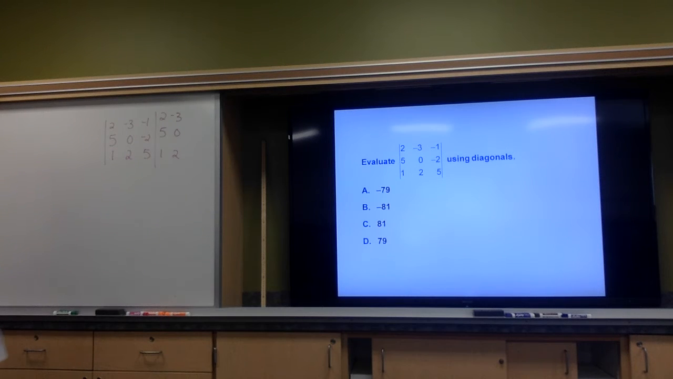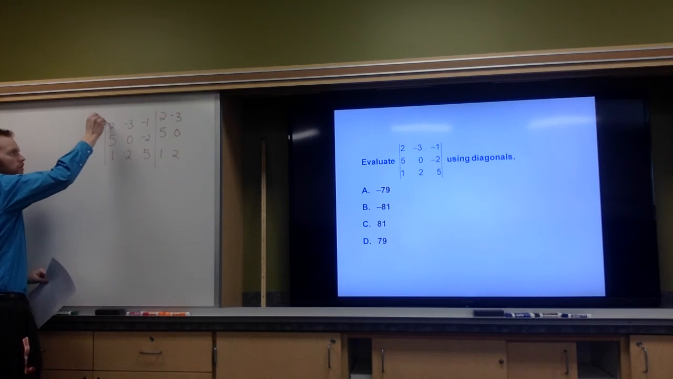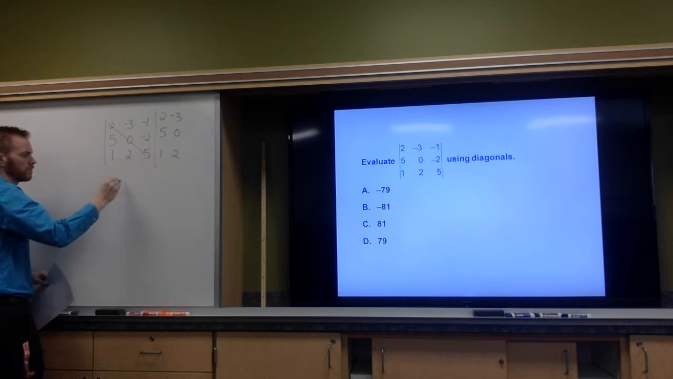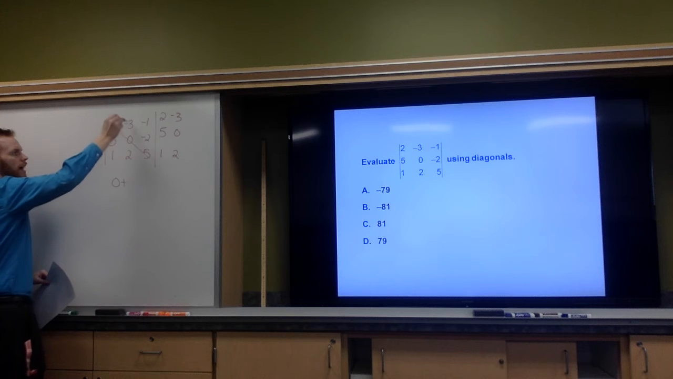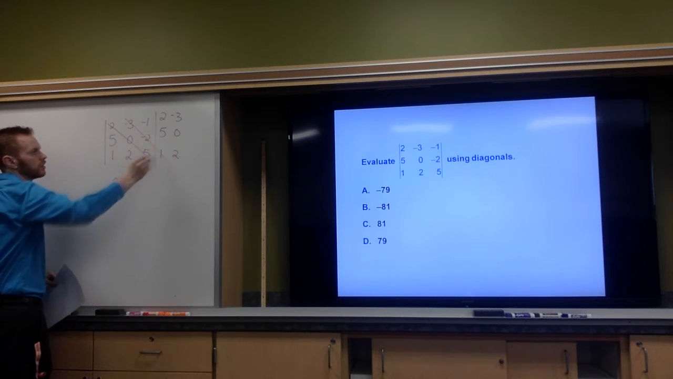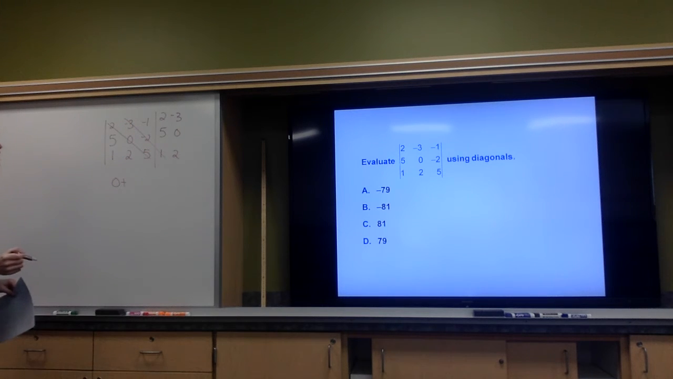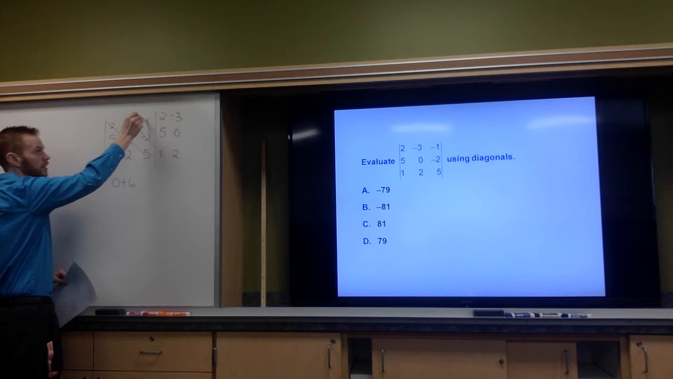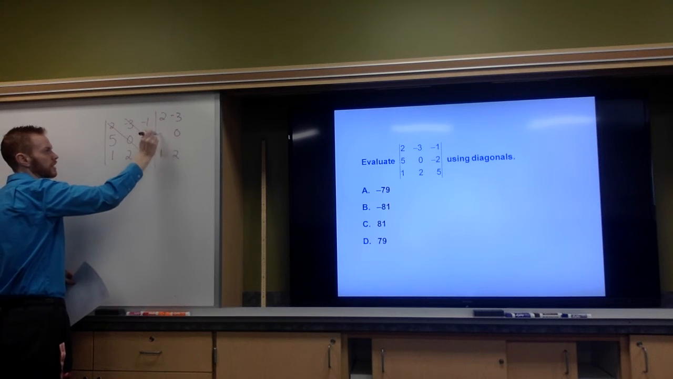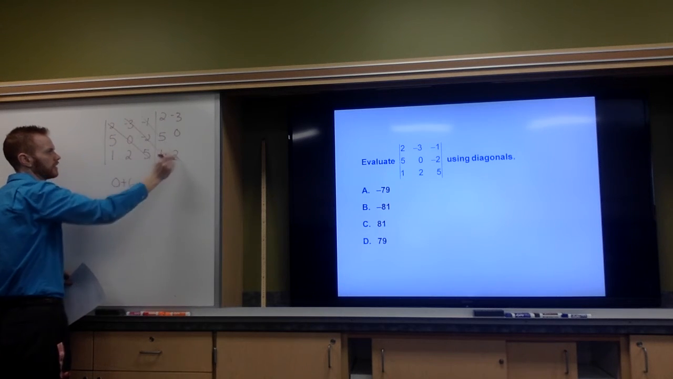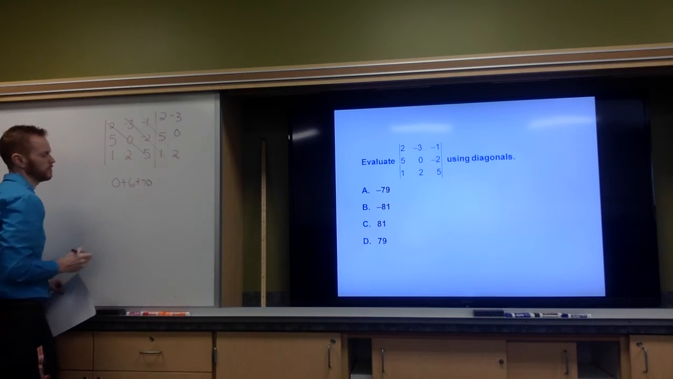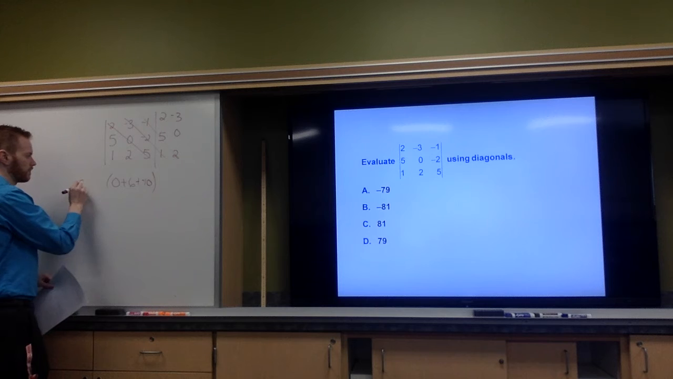Now we just do the diagonals, right? So let's take this diagonal here. We get 0. Add the next diagonal. Okay, what do we get here? Negative 3 times negative 2 is 6, times 1 is still 6. And then, oops, let me write this down like this so it's a little better. The final diagonal, 5 times 2 is 10. Negative 1 gives me negative 10. Okay?